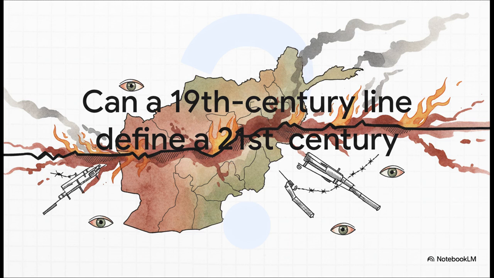The Durand Line was drawn with a pen over 130 years ago, but today it's being rewritten in blood. The whole world is watching to see if this is a fire that can be put out or if this is just the beginning of a much, much bigger blaze.